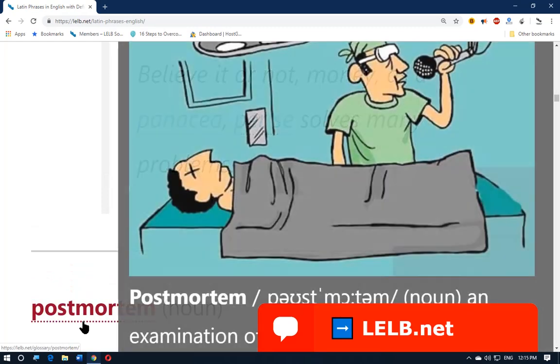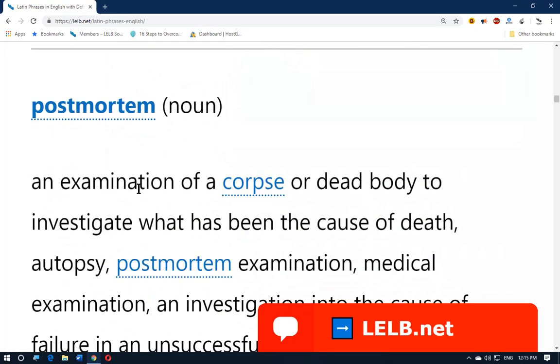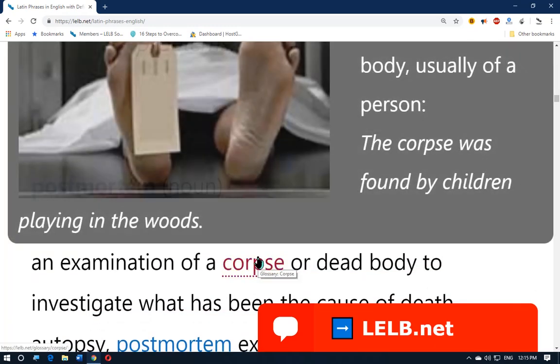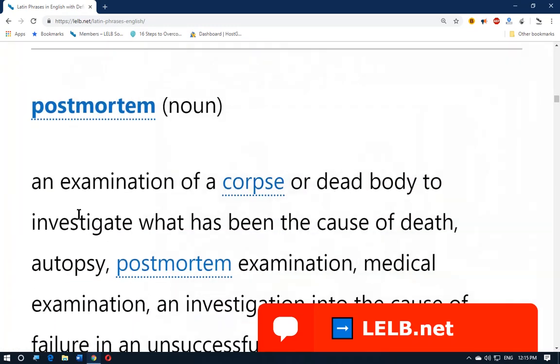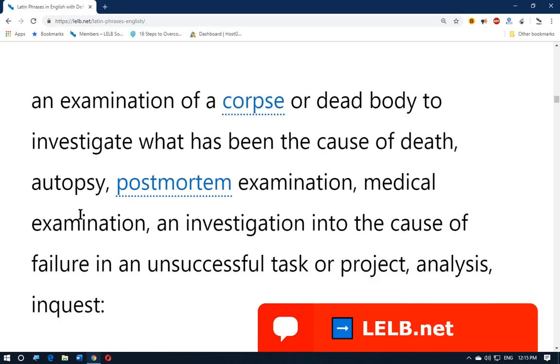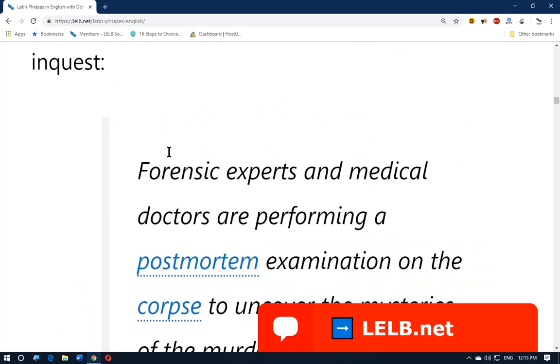The next word is postmortem. Postmortem means an examination of a corpse or dead body to investigate what has been the cause of death, an autopsy, postmortem examination, medical examination, and investigation into the cause of failure in an unsuccessful task or project, analysis and inquest. Autopsy is a good synonym for that.